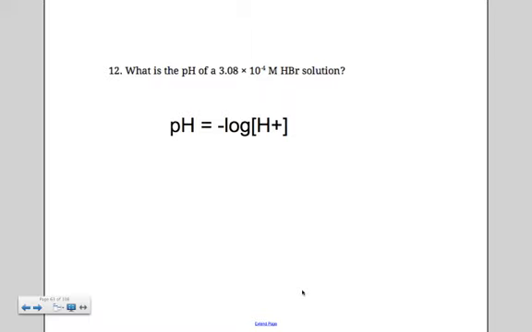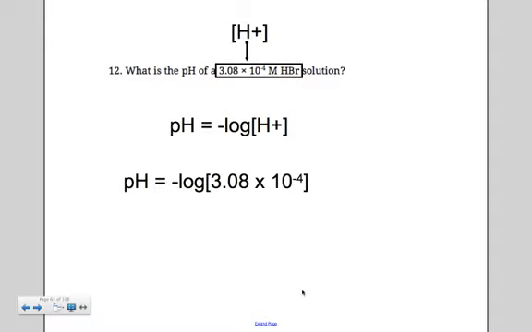And to find the pH, I'm going to take the negative log of that number. Okay, there's my hydrogen ion concentration. Plug that in, grab your calculator, hit negative log, and then type 3.08. And if you're on a graphing calculator, you're going to hit second E, negative 4. That's the easiest, most often right way to do it.